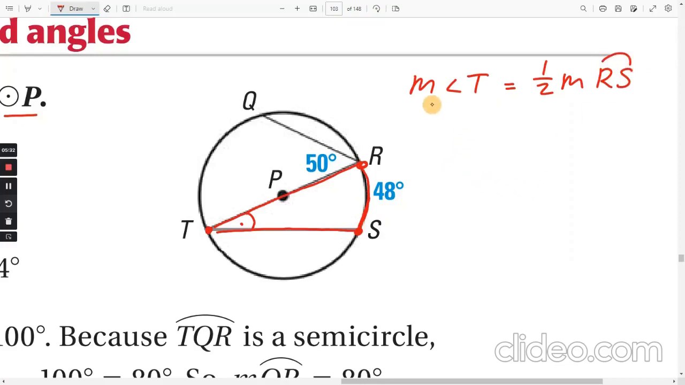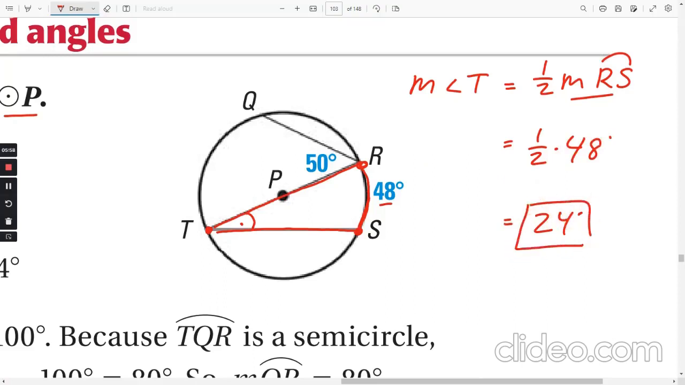Now, you can plug in numbers if you like. Sometimes it's better to multiply both sides by 2 to get rid of the 1/2, but I can see we have an even number, so I'm not too worried about it right now. This is just 1/2. The measure of RS is 48, and half of 48 is just 24 degrees. So this right here is 24 degrees, half of the arc.